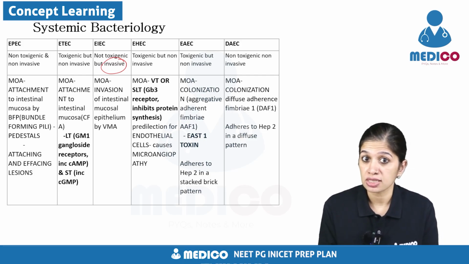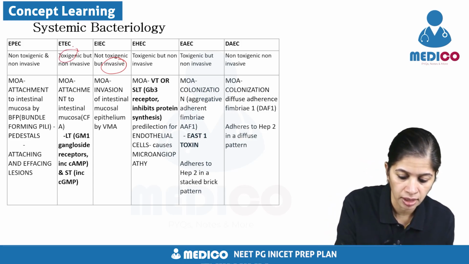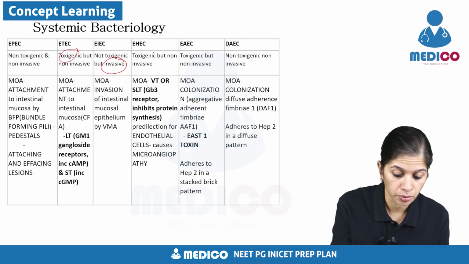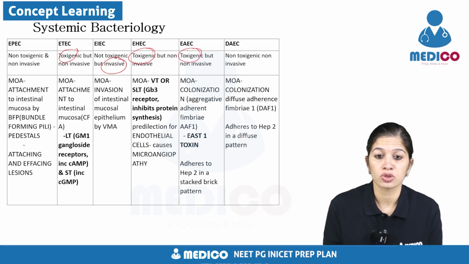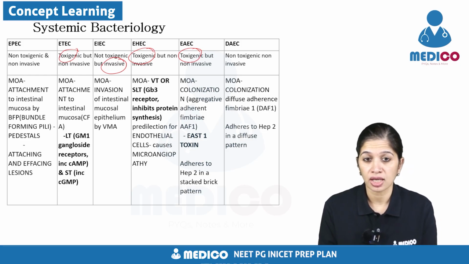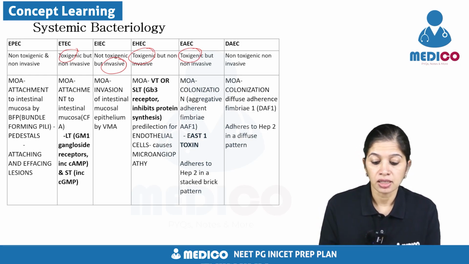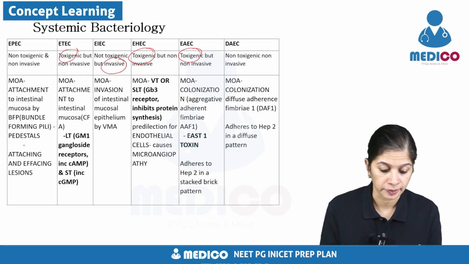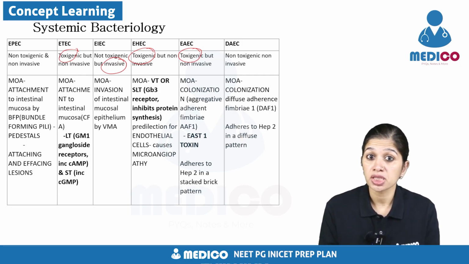Then, which are the strains that produce toxin? The toxigenic ones: enterotoxigenic is toxigenic definitely. Then, enterohemorrhagic produces a toxin, and also enteroaggregative is producing a toxin. So, three toxin producing ones are enterotoxigenic, enterohemorrhagic, and enteroaggregative E. coli. And the only invasive one is enteroinvasive E. coli. So every time you think of enteroinvasive, you have to compare it with shigellosis.